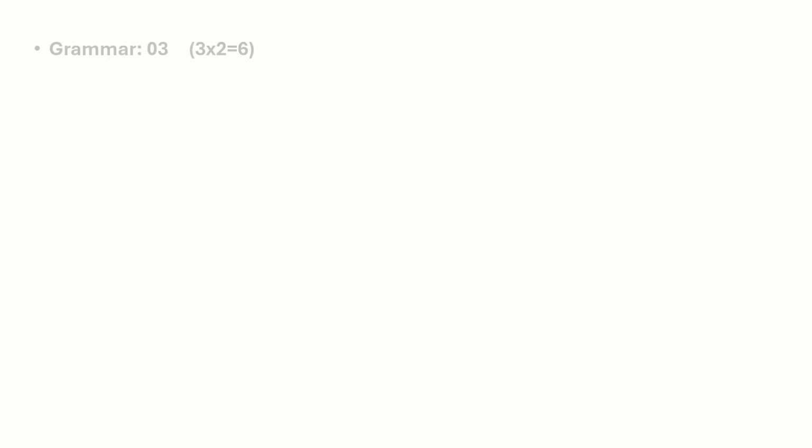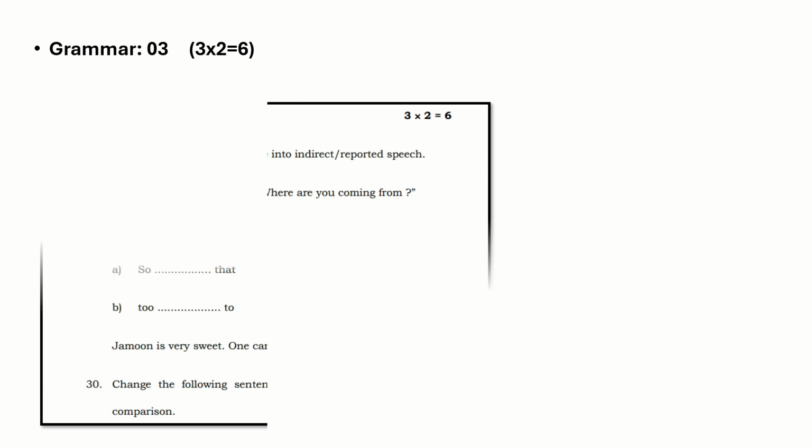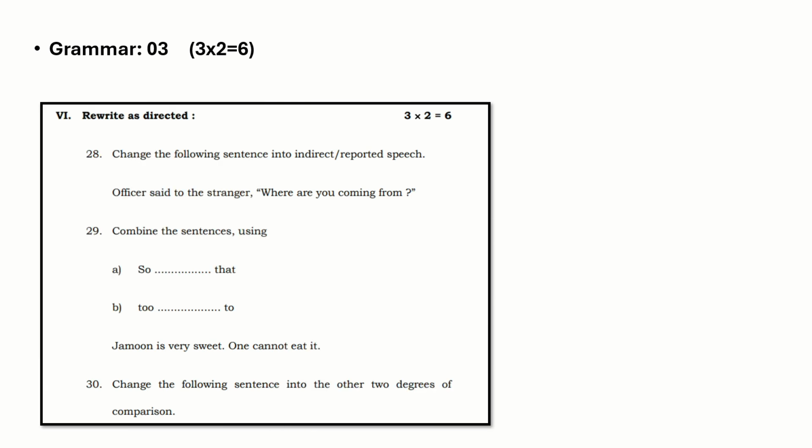Moving further, you do have this grammar, rewrite as directed, for 3 marks, where 3 questions make 6 marks, and you usually get it for questions 28, 29, and 30. Change the following sentences into indirect or reported speech. Combine the sentences using so that or too to, and change the following sentence into the other 2 degrees of comparison. And what is it that we can expect?